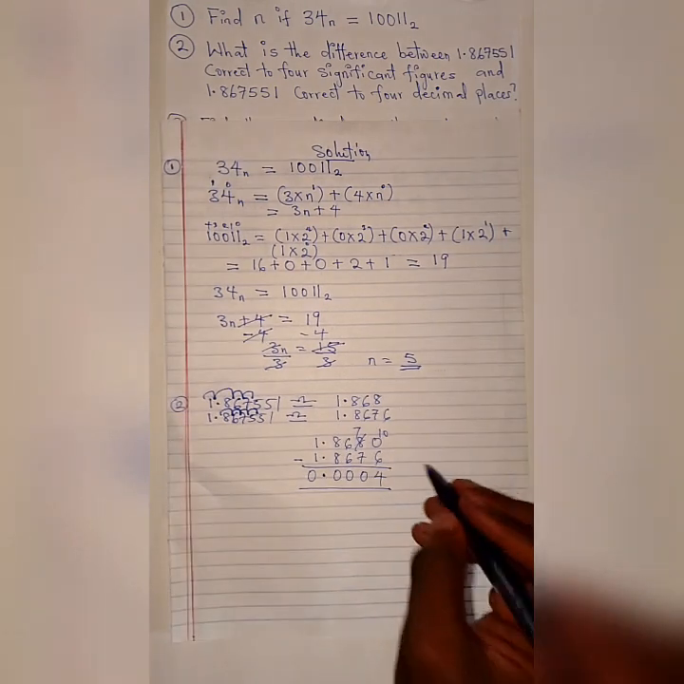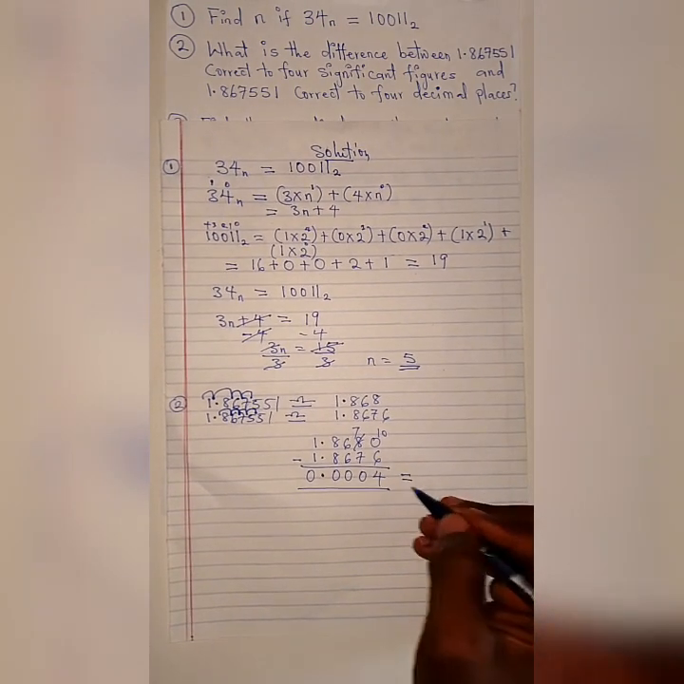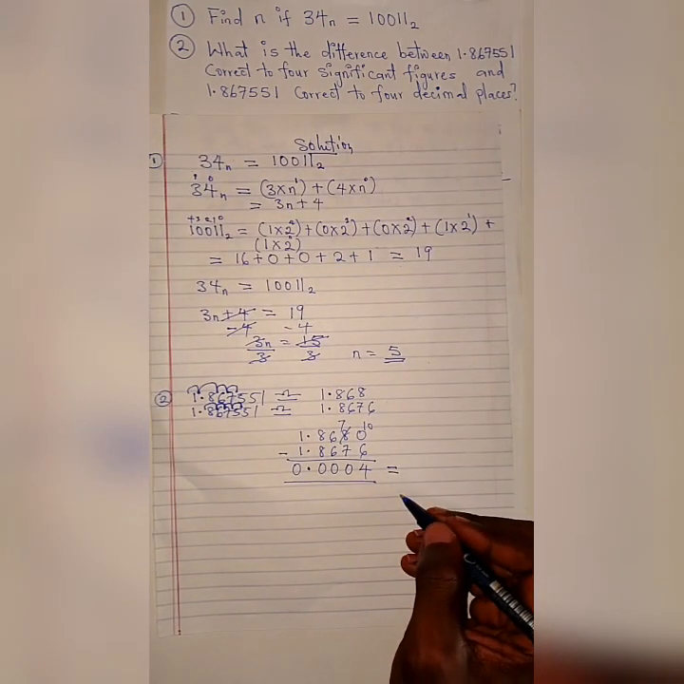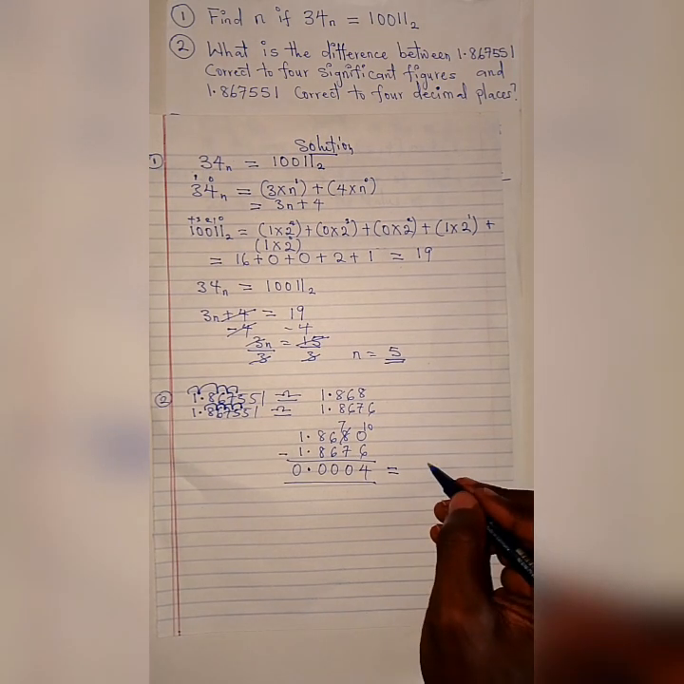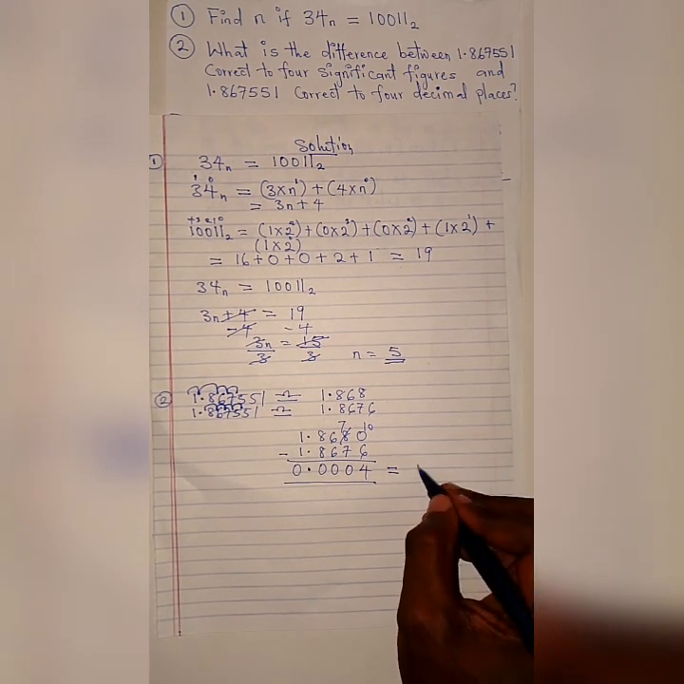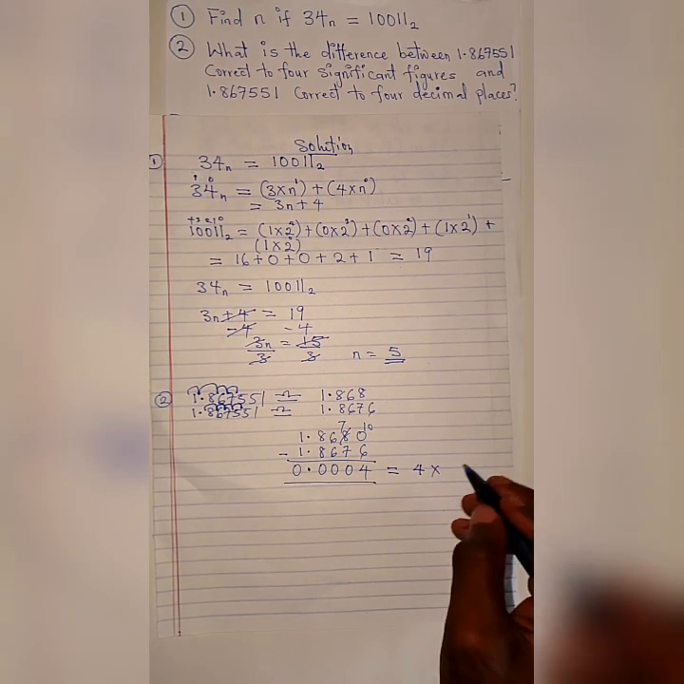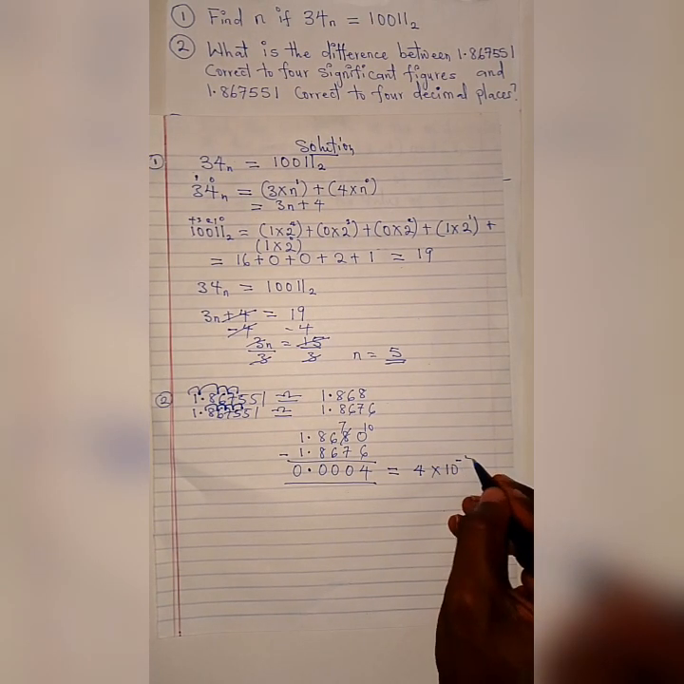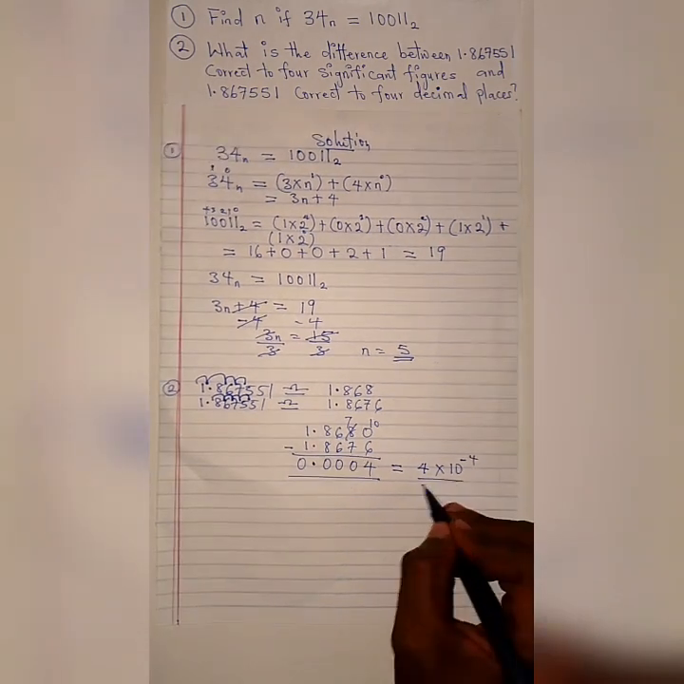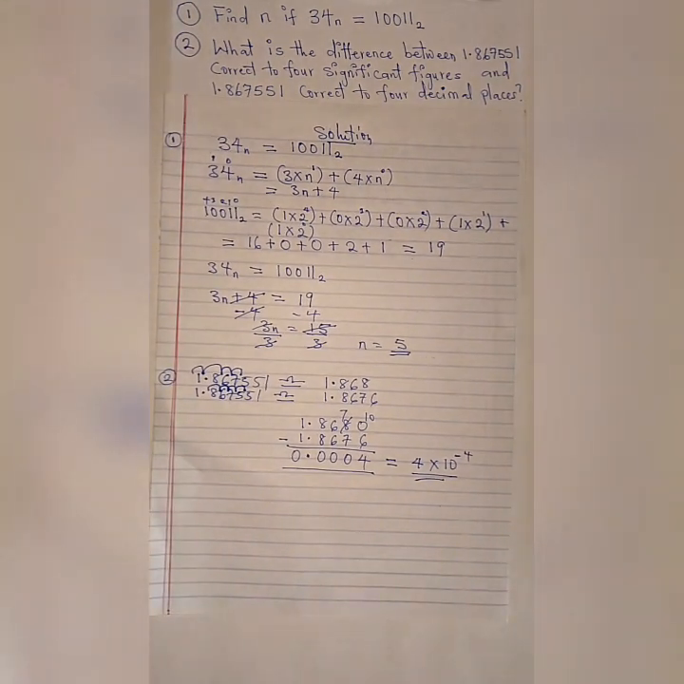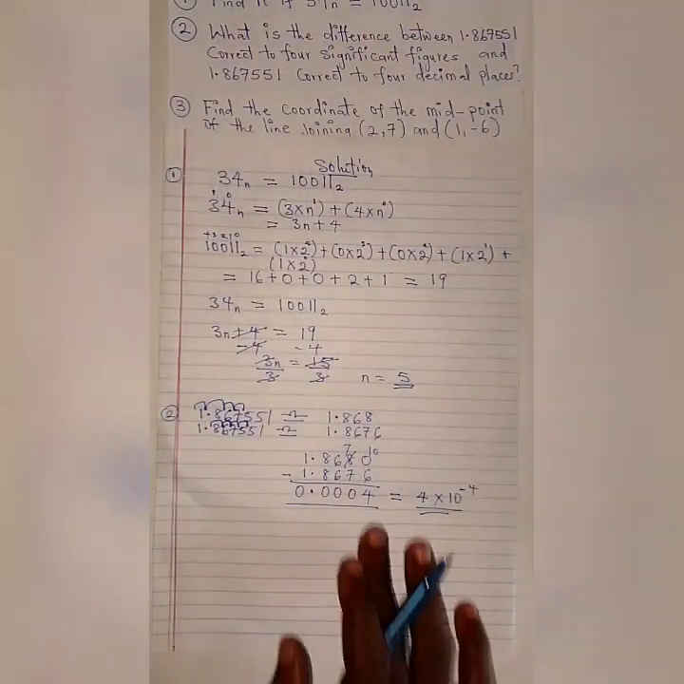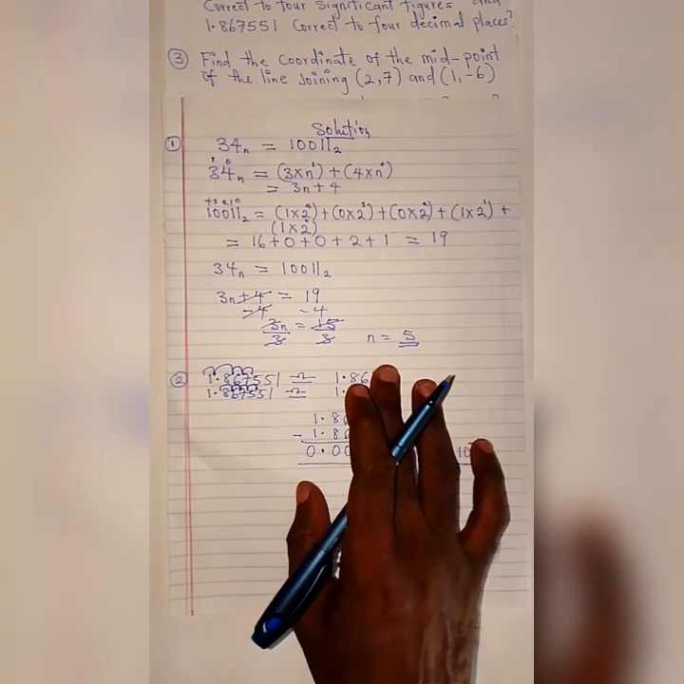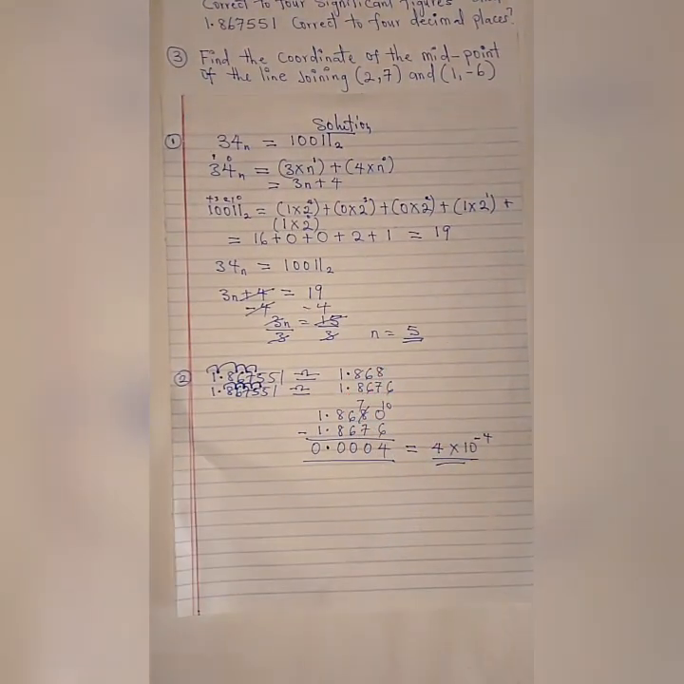Then you need to convert this number to standard form. Write your answer in standard form. So that's going to give you 4 times 10 raised to power minus 4. 4 times 10 raised to power minus 4. That will be your answer for question number 2. Alright, so now let's look at question number 3.